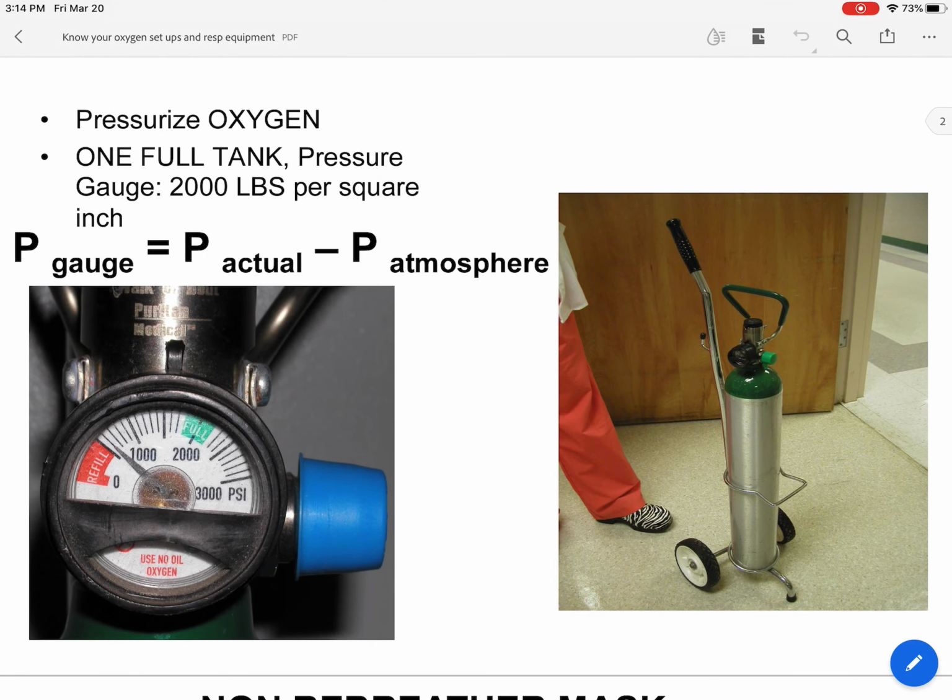So we talked about gauge pressure. You can use that to talk about the oxygen tanks and the pressure. You can look at it on the picture on the left there. You can see the tank is measured in PSIs, or pounds per square inch.